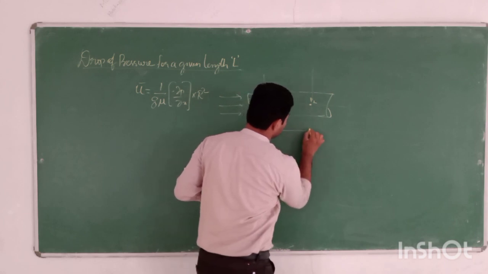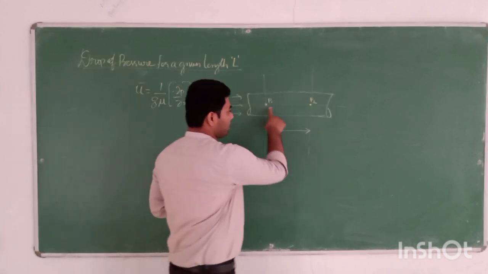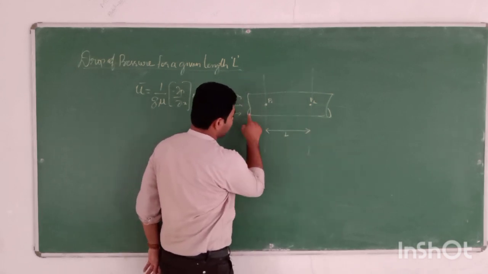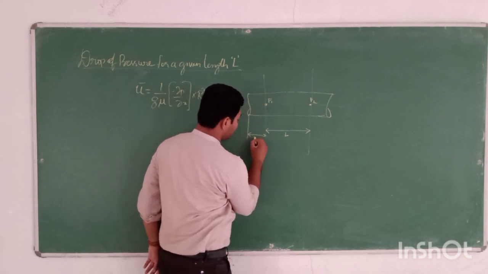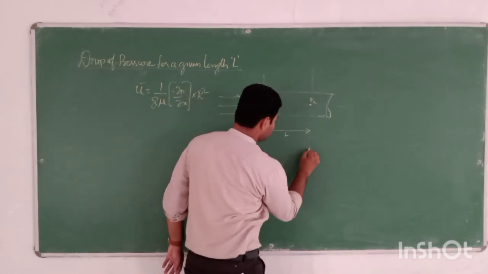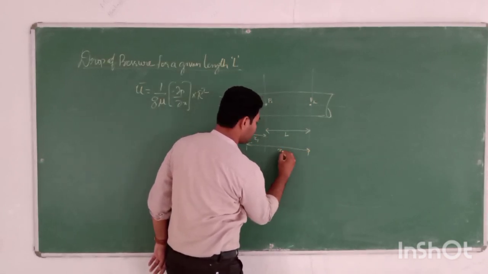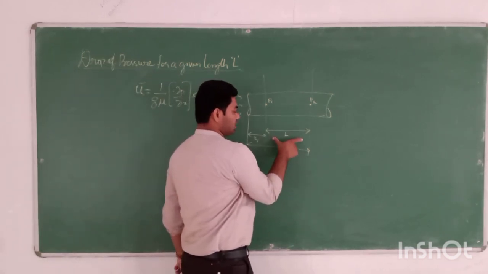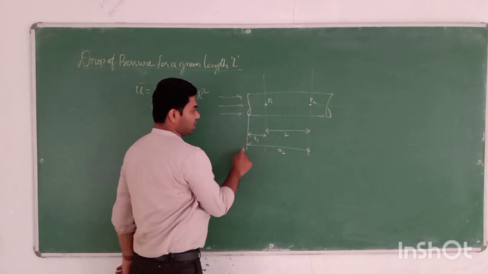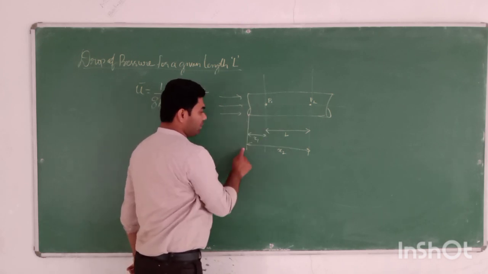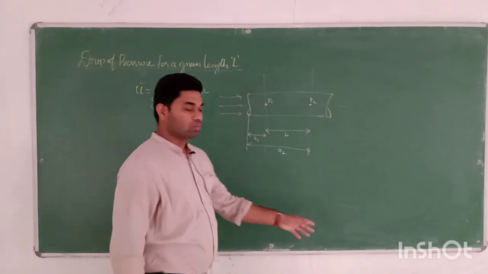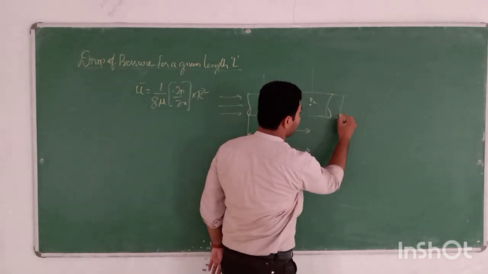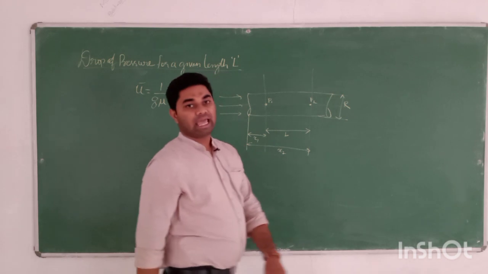Let us say the distance between point P1 and P2 is L, and from the entrance let the distance to P1 be x1 and to P2 be x2. This is length L. From the entrance to point P1 it is x1. From the entrance to point P2 it is x2. This is the flow direction. The radius of the pipe is capital R.